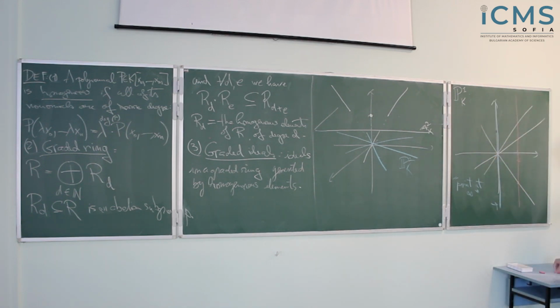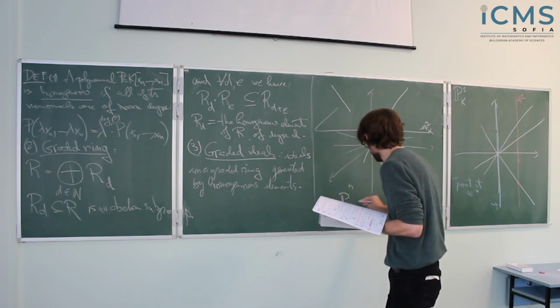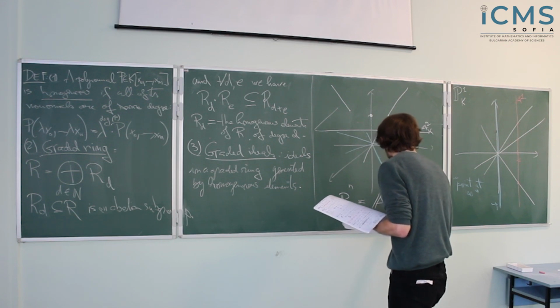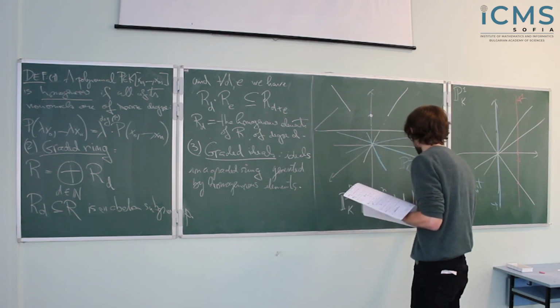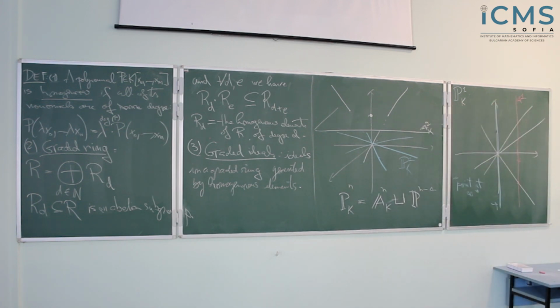So maybe we can just write the unions, like P2 is the union of P1 and A2. Actually, I was going a little bit too fast. I think it's a good thing to remember, to have the geometric picture also in mind. Yeah, very good, thank you.